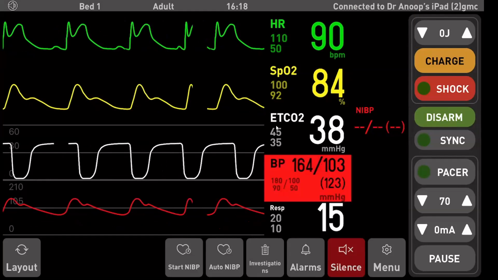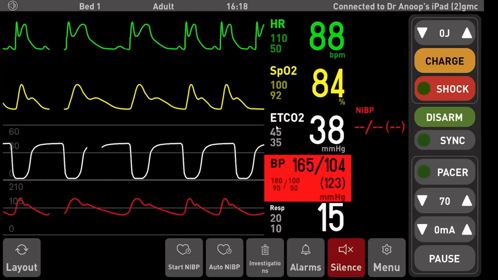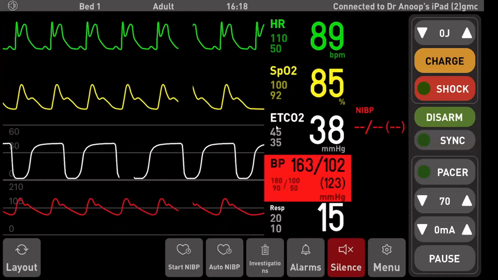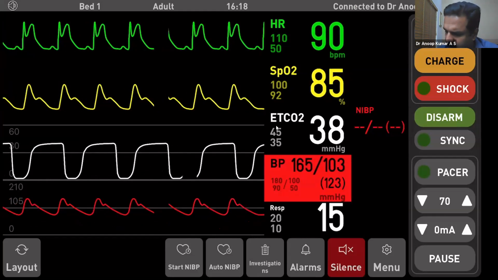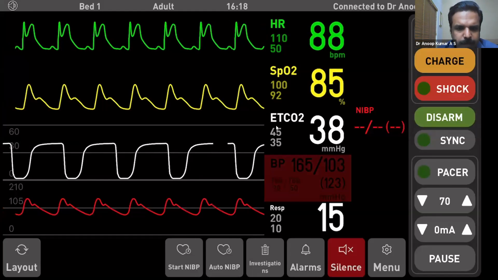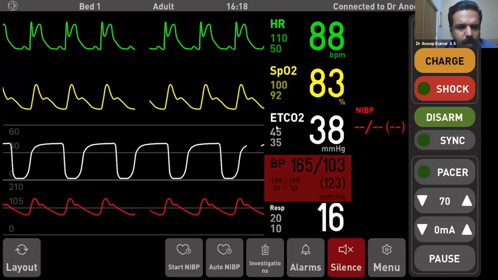Now we started desaturating, sir. So I will optimize the saturation. So what do you have to do? The ventilator parameters are optimized. Yeah, that was optimized. What do you have to do?